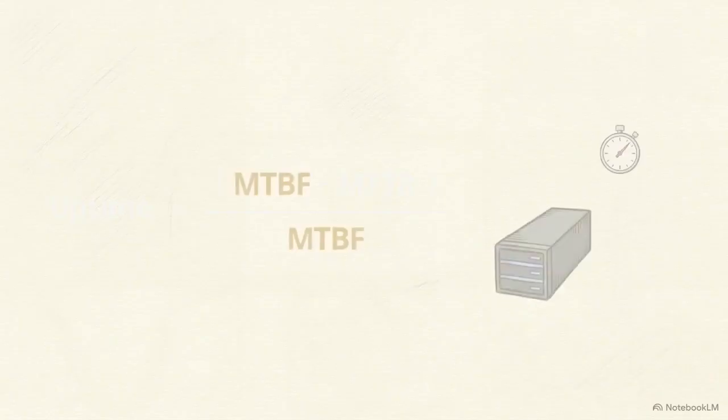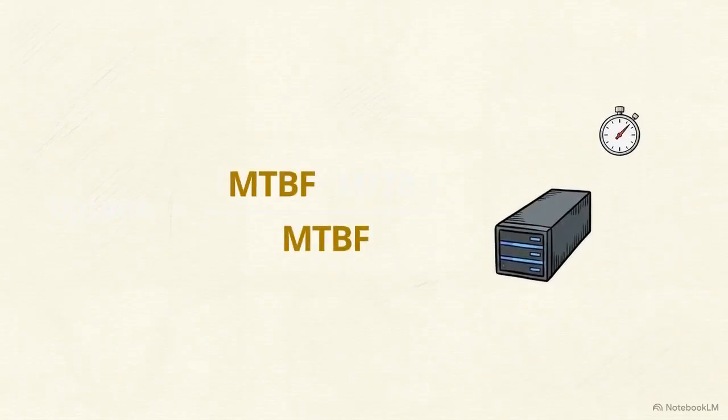This equation defines system availability. Uptime is maximized by increasing the mean time between failures, how long a component lasts, and drastically reducing the mean time to repair, how quickly the system recovers.